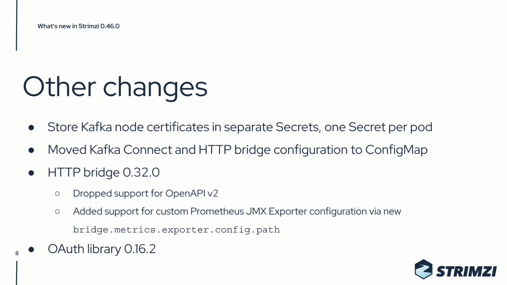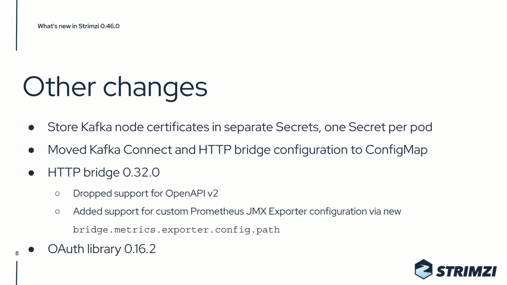With this version of the bridge, we have two main new things. The first one is dropping the support for OpenAPI v2. So right now the bridge will support only OpenAPI v3, which is what you get in terms of specification by using the corresponding endpoint on the bridge itself. And also we added the support for customizing the Prometheus JMX exporter configuration. In the previous version, you got a kind of hard-coded embedded JMX exporter configuration you could not change. Now you have the possibility to specify a configuration parameter, the bridge metrics exporter config path, pointing to the file having the configuration for the JMX exporter.